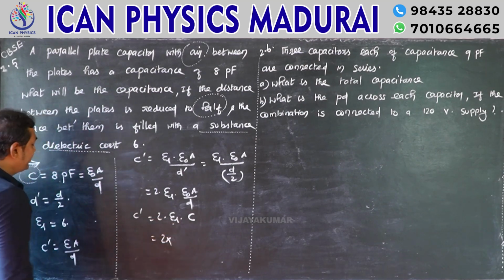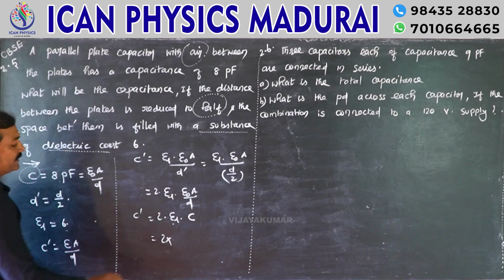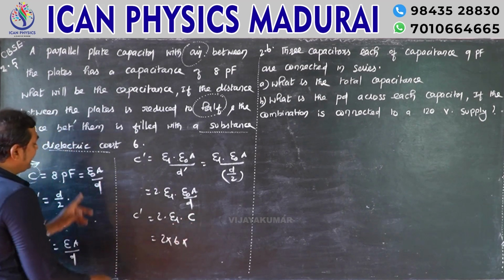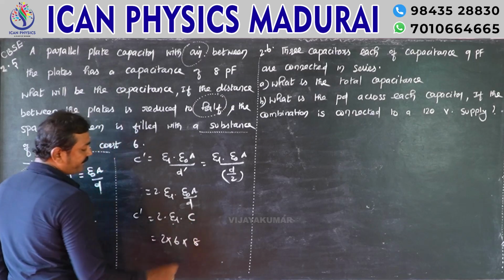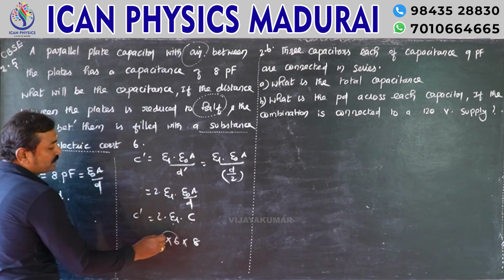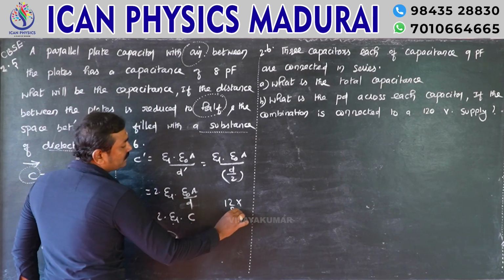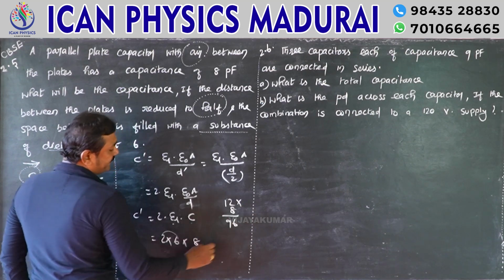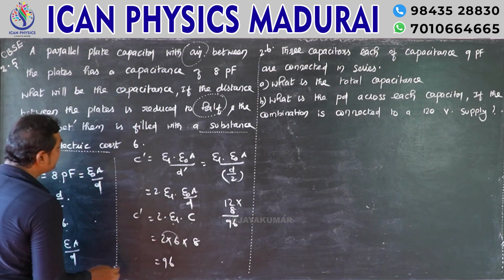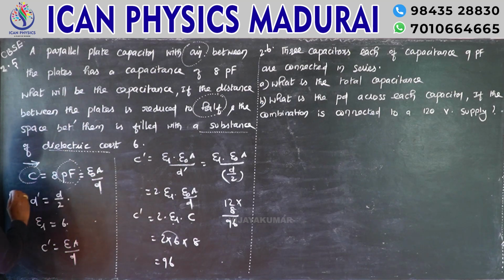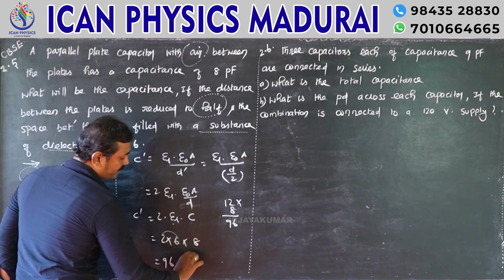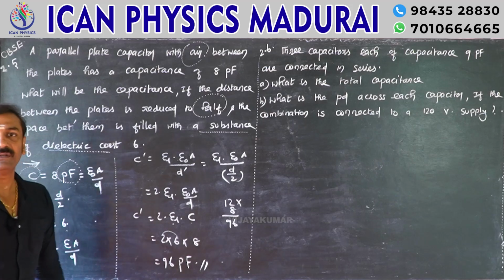So 2 into epsilon R is 6, C is 8 picofarad. So 2 sixes are 12. So 12 into 8, 96. Now, what is the unit? Picofarad.